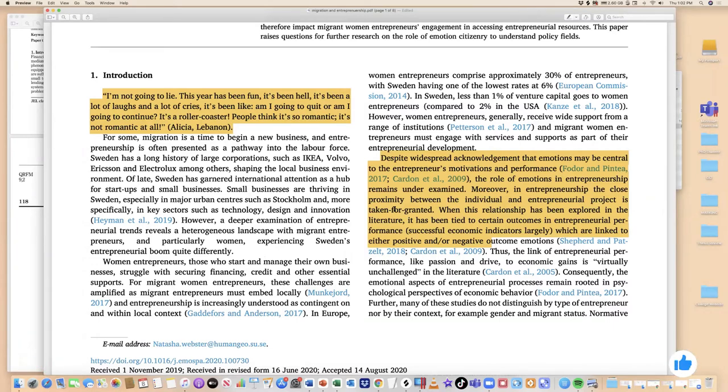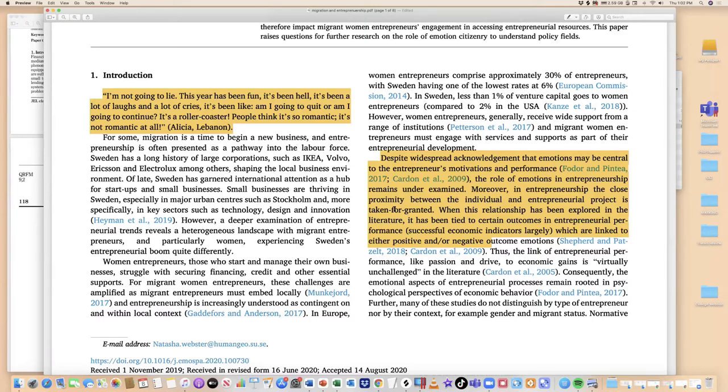I'm not going to lie. This year has been fun. Sometimes it's good to start with a quote. In my PhD like this, I started with a quote. I'm not going to lie. This year has been fun. It's been hell, and it's been a lot of laughs and a lot of cries. It's been like, am I going to quit or am I going to continue? It's a roller coaster. People think it's so romantic. It's not romantic at all. Alicia, Lebanon. Okay, I think this is a quote from the data I collected on the field.